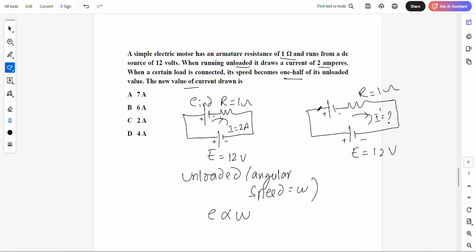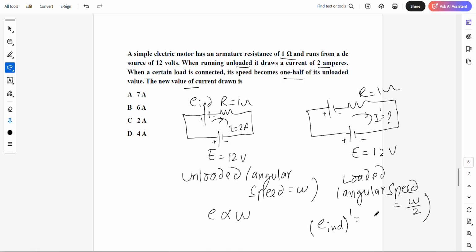Now this is the loaded case. The angular speed is becoming half, that is 1 by 2 omega. Therefore, E induced will be E induced by 2, because E is proportional to omega.